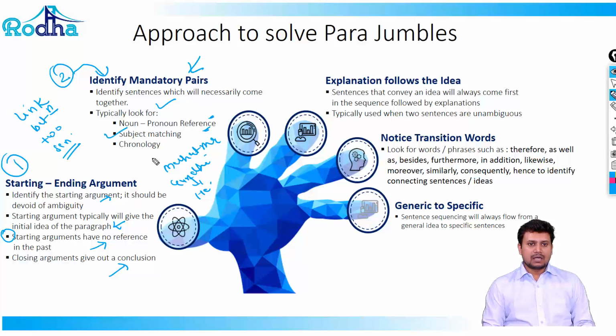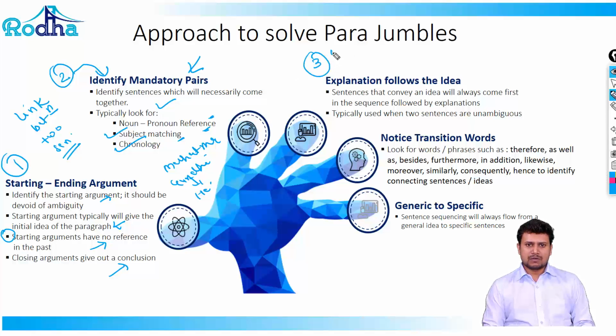Another type of point that you'll have to look for is subject matching. You'll have to look for verbs and subjects which match with each other. So singular subject, singular verb, plural subject, plural verb is what we'll have to see, and those types of sentences will also become mandatory pairs. Typically, sentences which are chronological in nature, which are time bound, which follow a certain pattern of time of past, present and then future, will also form different types of mandatory pairs. This type of approach is very essential when you're doing these questions.